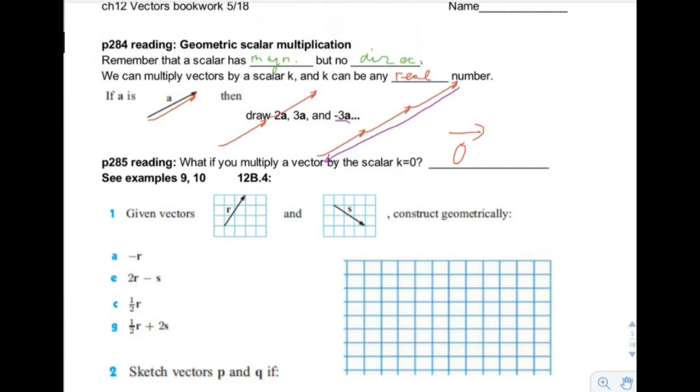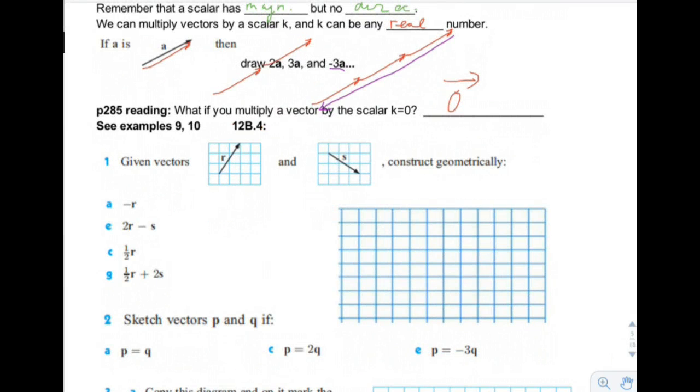Given vectors r and s, construct geometrically minus r. Minus r would just be that, right? 2r minus s. So 2r would be over 2, up 3. That would be 1r, 2r. Minus s would be the opposite of that one.